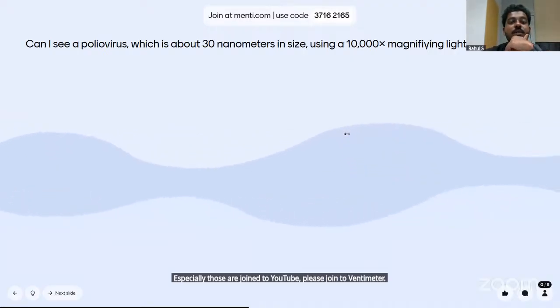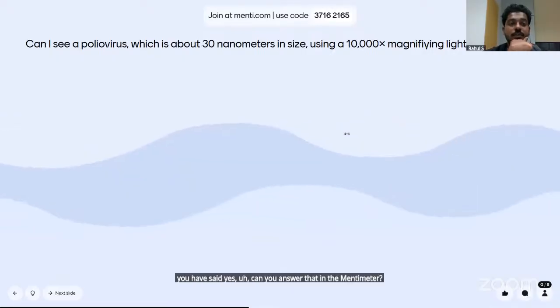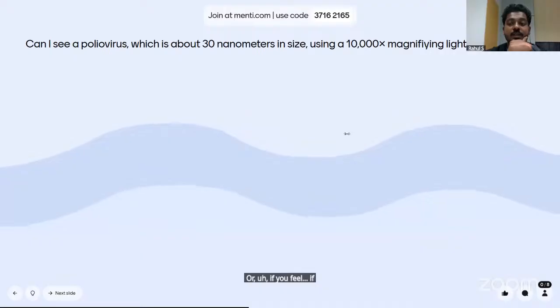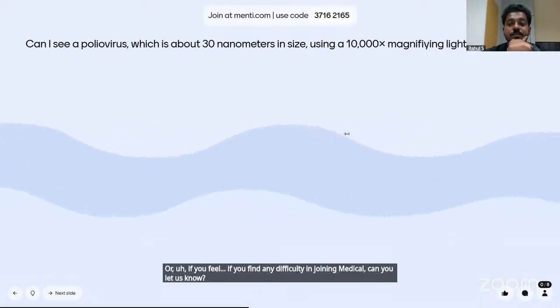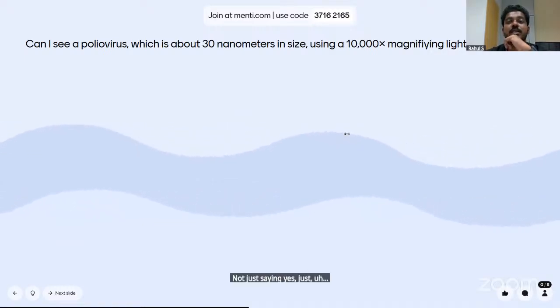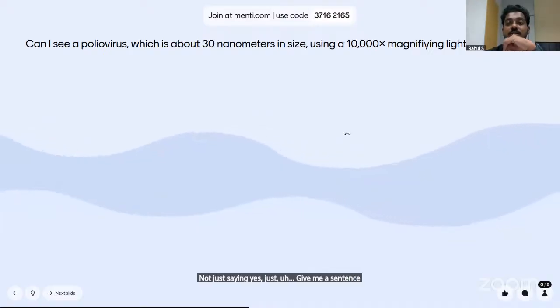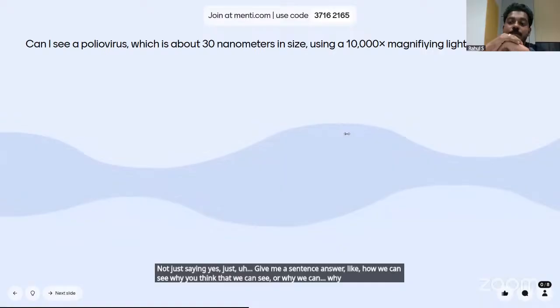Nityasri, you have said yes. Can you answer that in the Mentimeter? Or if you find any difficulty in joining Mentimeter, can you let us know? Not just saying yes, just give me a sentence answer, like why you think that we can see, or why you think we can't see.